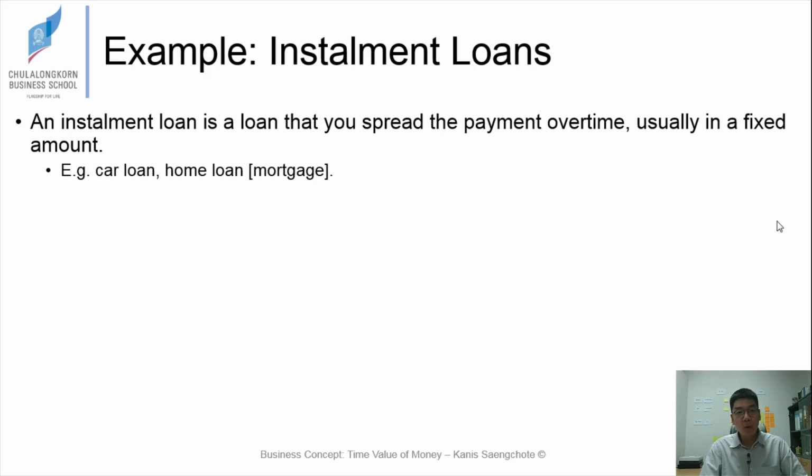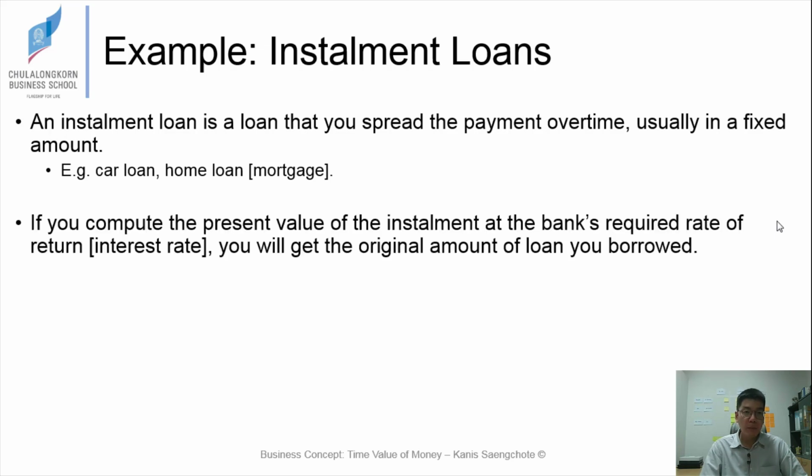An installment loan is a loan that you spread the payment over time, usually in fixed amounts, but that's not always the case. Common examples: car loans, mortgages. So if you compute the present value of the installments that you have to pay to your lender at their required rate of return, that should reflect the original amount that you borrowed from the bank in the first place. So let's do an example together.